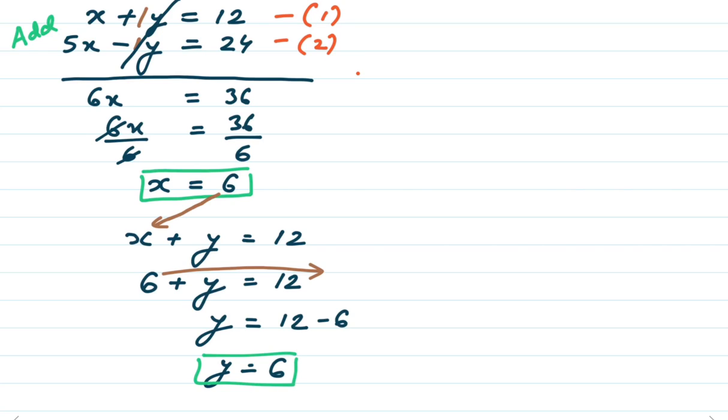On plotting these equations on a graph sheet, we get two straight lines, and the intersecting point of those two straight lines would be (6, 6).